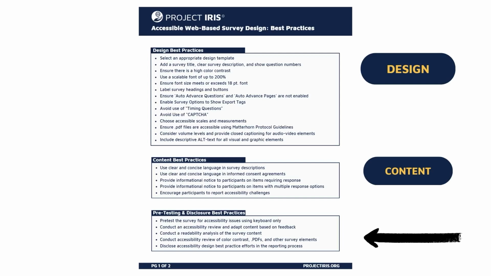Clear and concise content ensures comprehension for all participants, and pre-testing helps identify and address accessibility issues through rigorous review. Finally, disclosure of these efforts builds trust by sharing how accessibility was integrated into the research process. At its core, Project IRIS believes accessible design is the DNA of inclusive, equitable scholarship. A copy of these best practices and instructional videos can be accessed from the Project IRIS website.